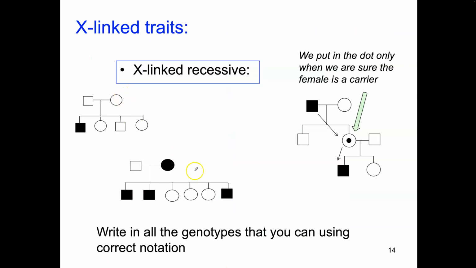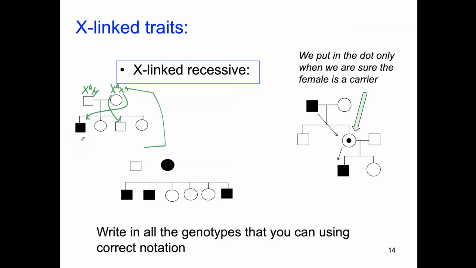Okay, so here's a couple of examples of X-linked recessive traits. In this one, the mother would be heterozygous, right? And the dad would have the dominant allele. And then she passes on the recessive mutant allele to some of her sons, but not to all of them. Could this be autosomal? Yes, it could.